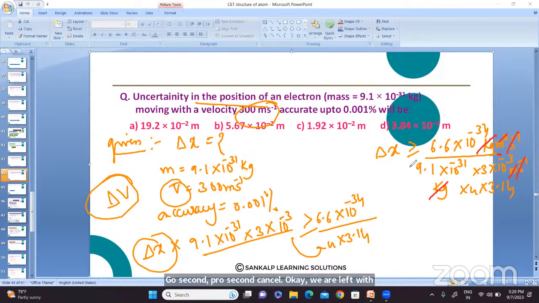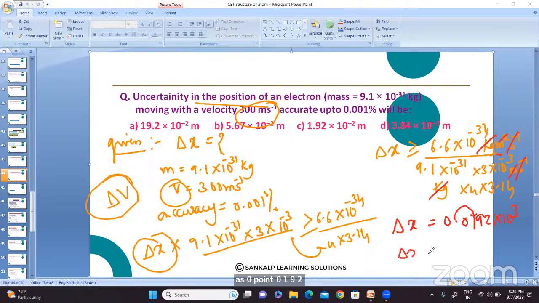So delta x, that is position, is calculated in meters. If you solve this, 6.6 into 10 raised to minus 34 divided by the whole, at the last you get 0.0192 into 10 raised to 3. If I shift this decimal by 2, delta x is equal to 1.92 into 10 raised to minus 2 meter. So our answer is 1.92 into 10 raised to minus 2 meters, option number C.